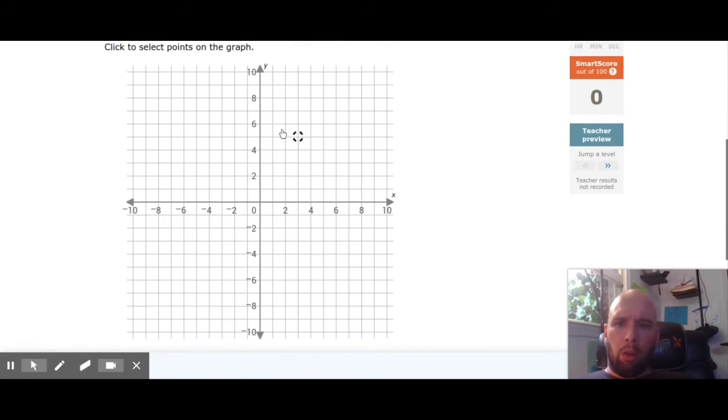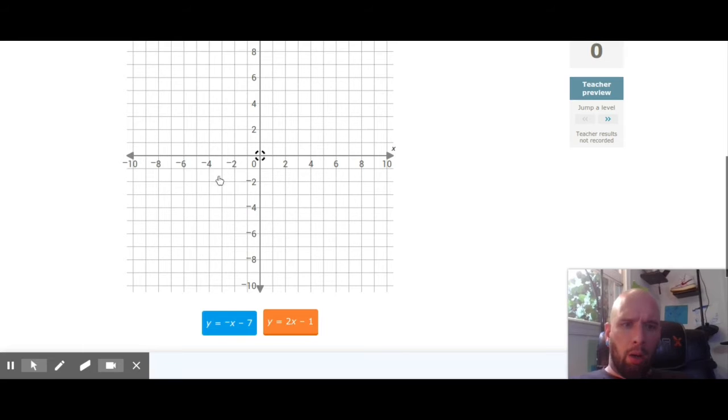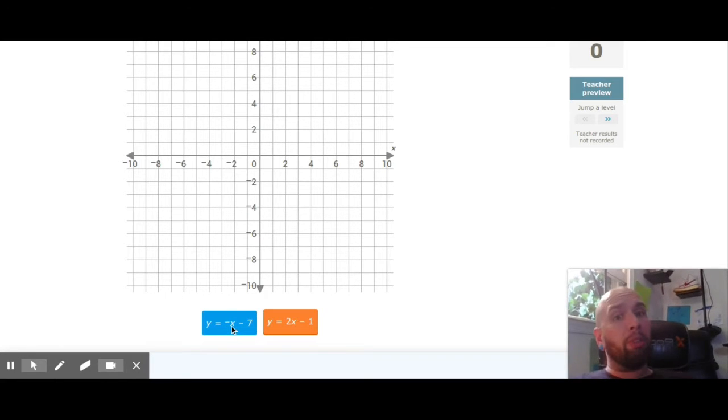So here's my graph. Notice how when I hover over the graph, I get some little things, like a little target-looking thing. I'm going to click on one of the equations. Okay, that one right there. Negative x means the slope is -1. Minus 7 means the y-intercept is -7. So I'm going to put a dot at -7. And if the slope is -1, I go up 1, left 1, and there I put another dot, and there's my line. Okay? For the second equation, I'm going to click on that.